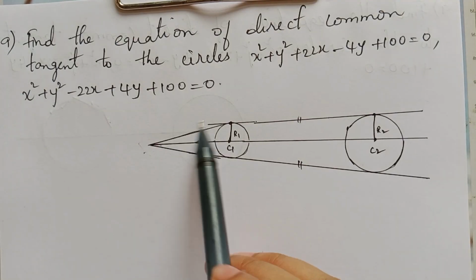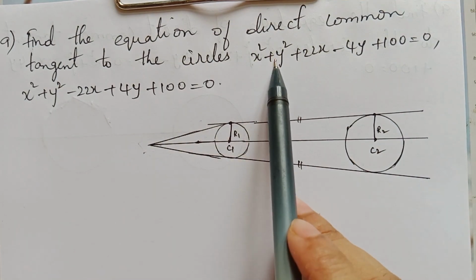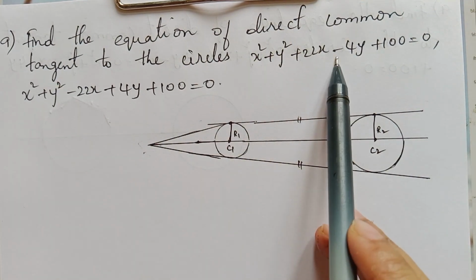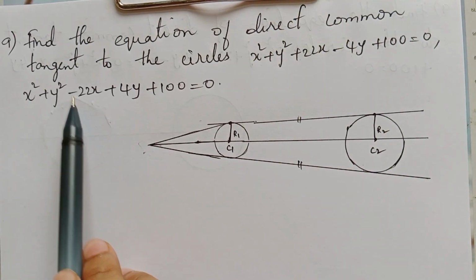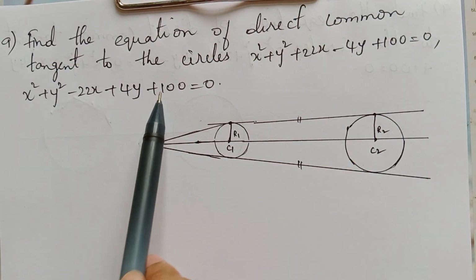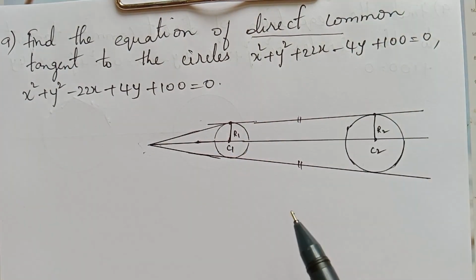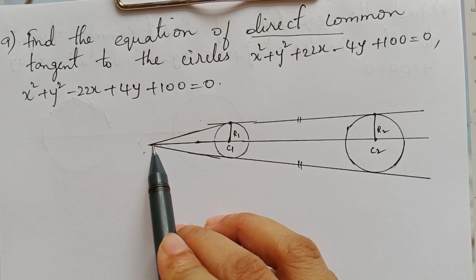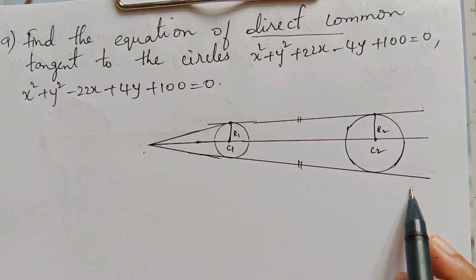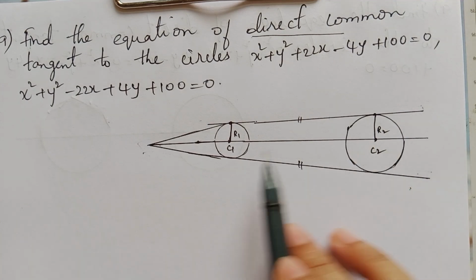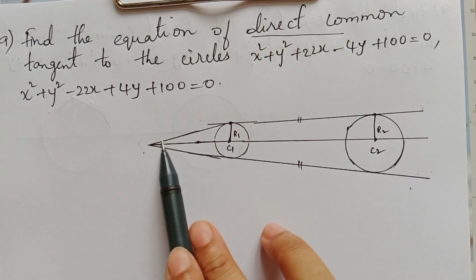Our ninth question is: find the equation of direct common tangent to the circles x square plus y square plus 22x minus 4y plus 100 equals 0 and x square plus y square minus 22x plus 4y plus 100 equals 0. So here in the question it is given as direct common tangent, right? These two are called the direct common tangents when the two circles lie on the same side of a common tangent, okay? They are called direct common tangents.